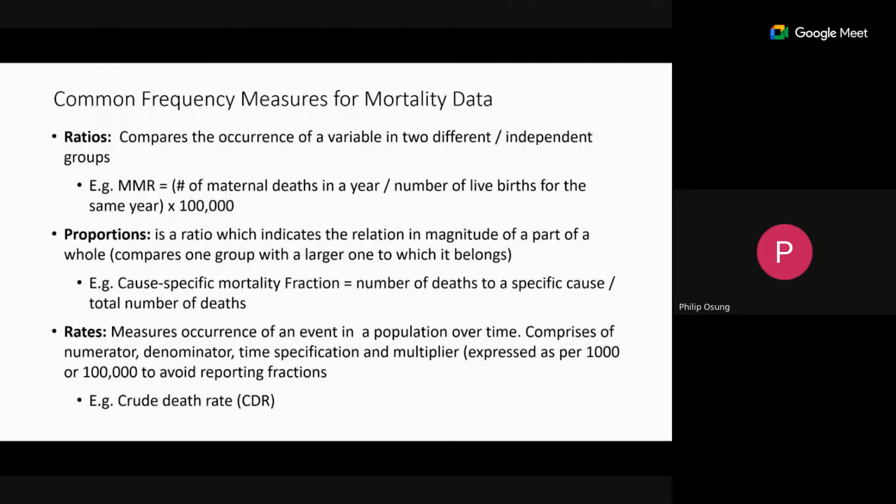All right. So here we have some frequently used measures for mortality data. We have ratios, we have proportions, and then we have rates. Can someone tell us what the difference is between ratios and rates? Ratios and rates. We use them very often. Most of our reports use percentages, we use rates, we use ratios.